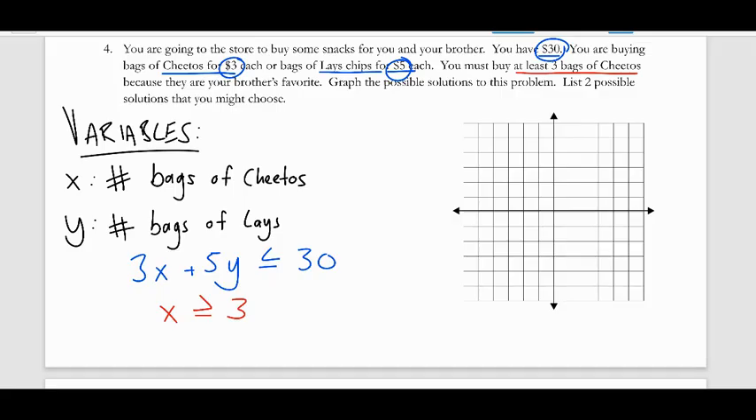So let's go ahead and find our y-intercept first by plugging 0 in for x. If I put 0 in for x, I'll get my y-intercept. 3 times 0 is 0, so what I'm left with is 5y is less than or equal to 30. Divide both sides by 5, and y is less than or equal to 6. So my y-intercept is going to be (0, 6).